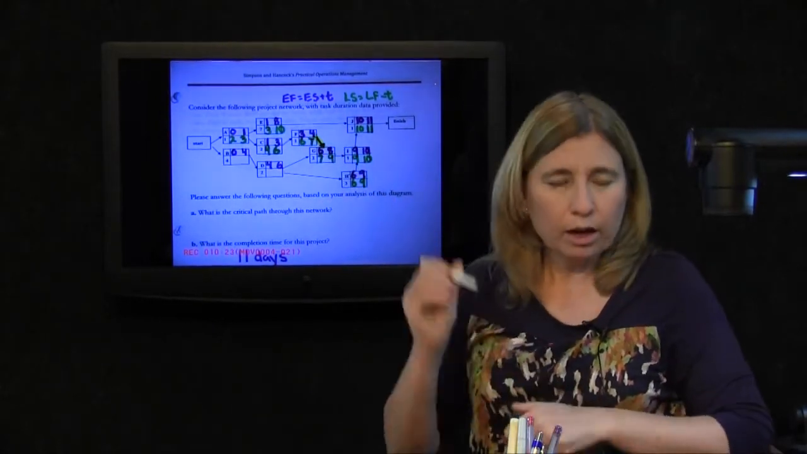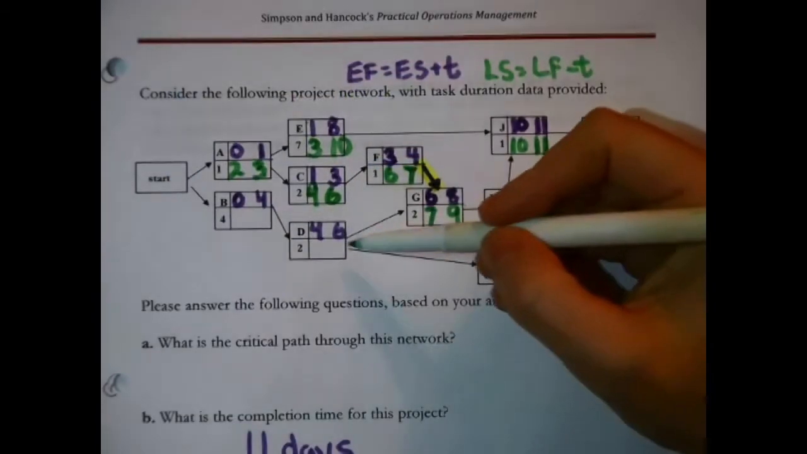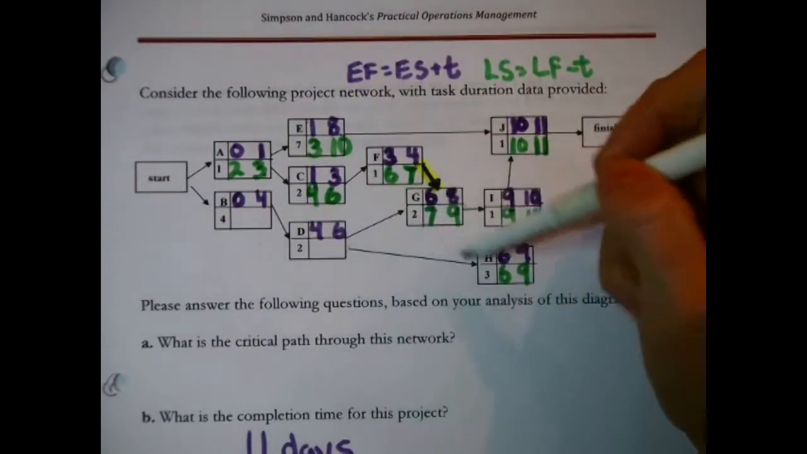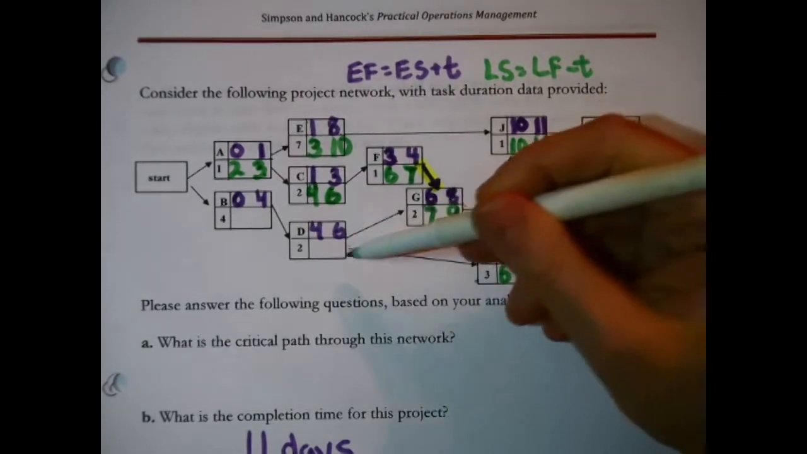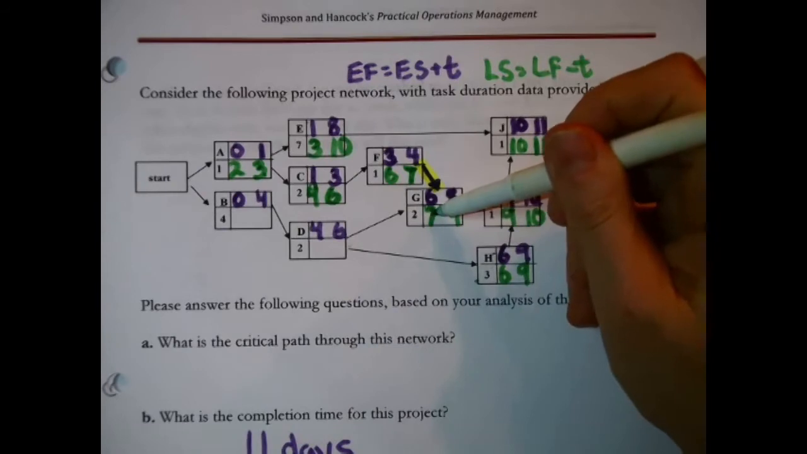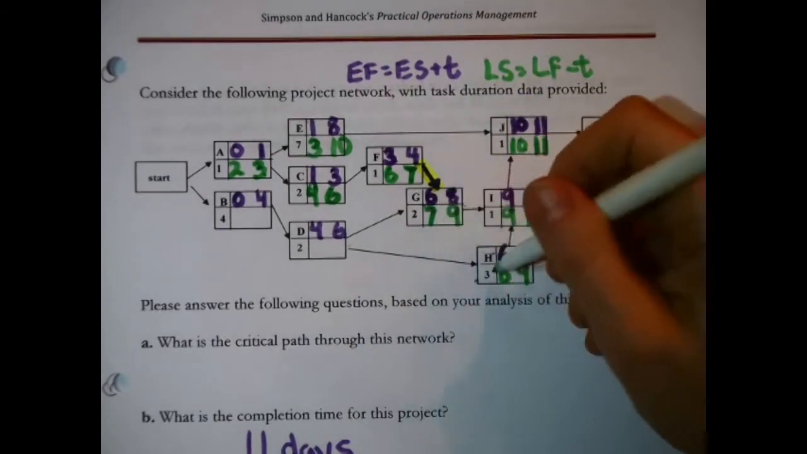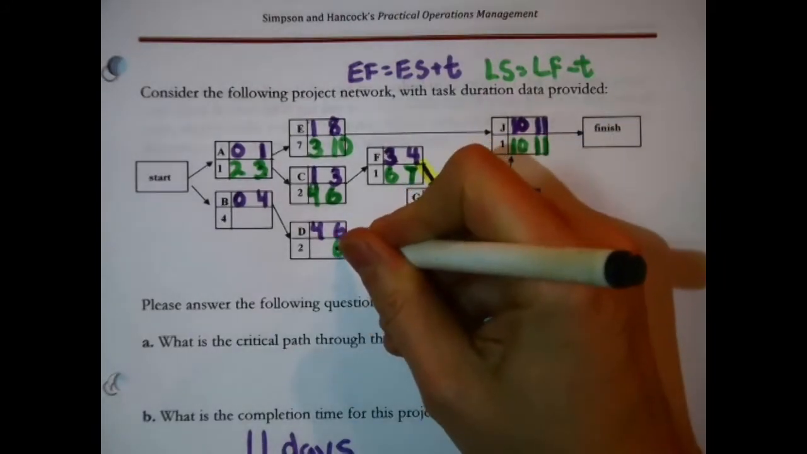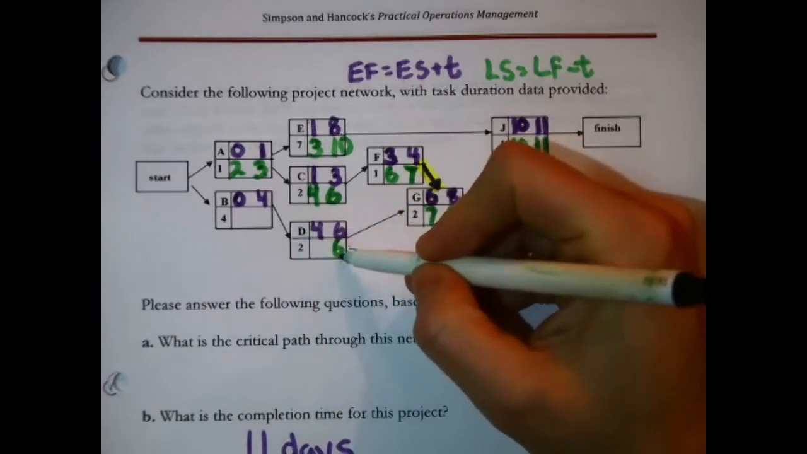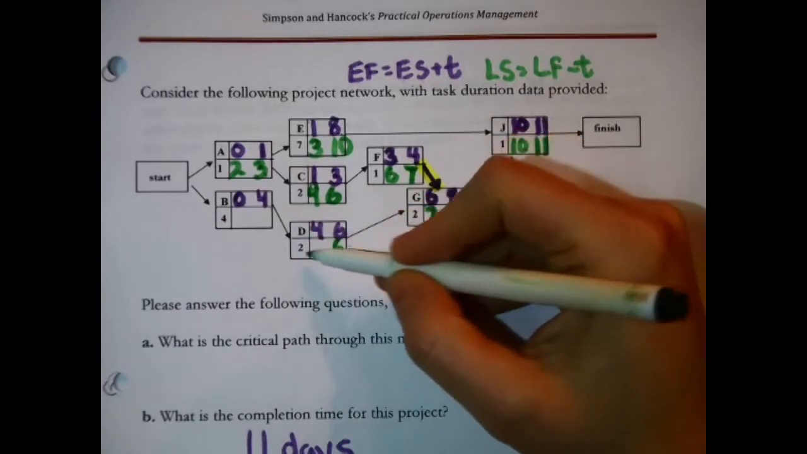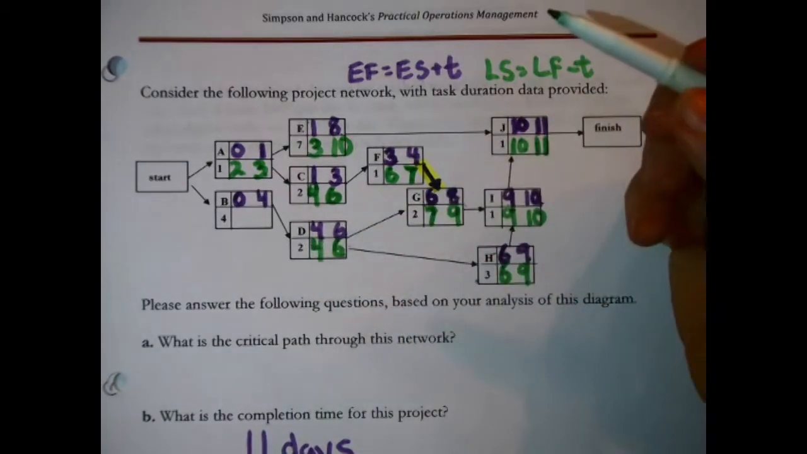We need that rule again for D, because D has 2 tasks following it. G and H cannot get started till D finishes. G has to start at the latest in 7 days, and H has to start at the latest in 6 days. We pick the smaller of the 2, that's the 6. That becomes D's deadline. It's got to finish at the latest in 6 days. 6 minus 2 is 4. That's the late start time for D.